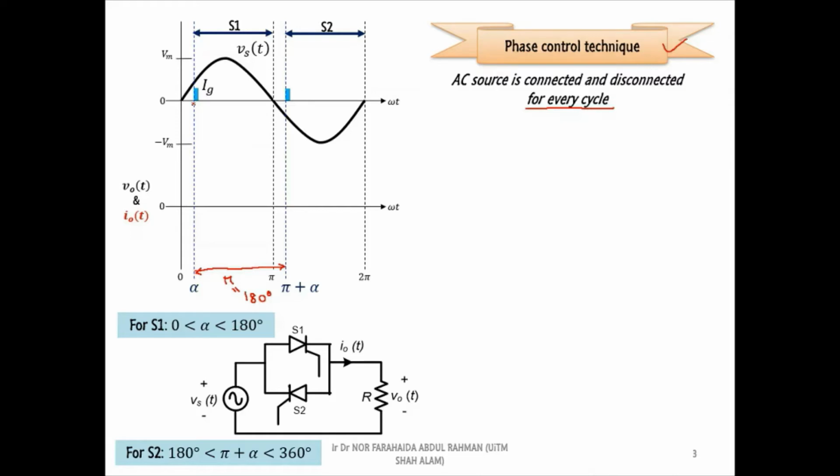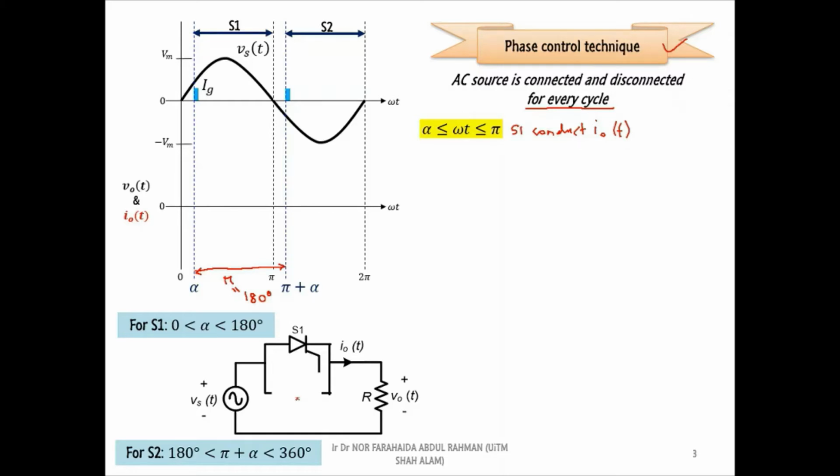Next, let's discuss the operation of the converter based on the conduction range. According to the graph, S1 will conduct current within this conduction range. At this moment, S2 is turned off.